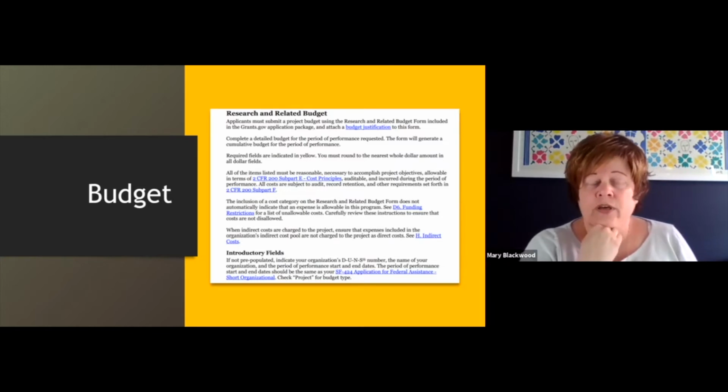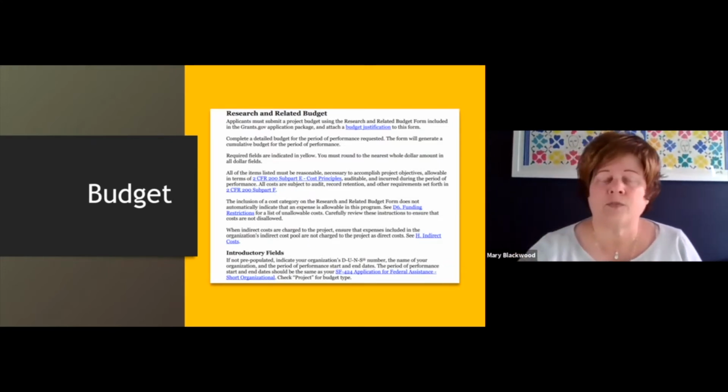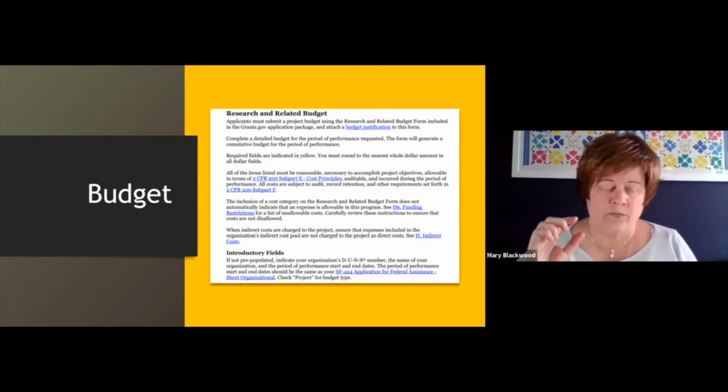In terms of NEH, they follow the federal cost principles, which are, for example, is it reasonable, the budget item? Is it allocable? Is it allowable? This is another thing that our budget people at DSP can help make sure applies to your budget.